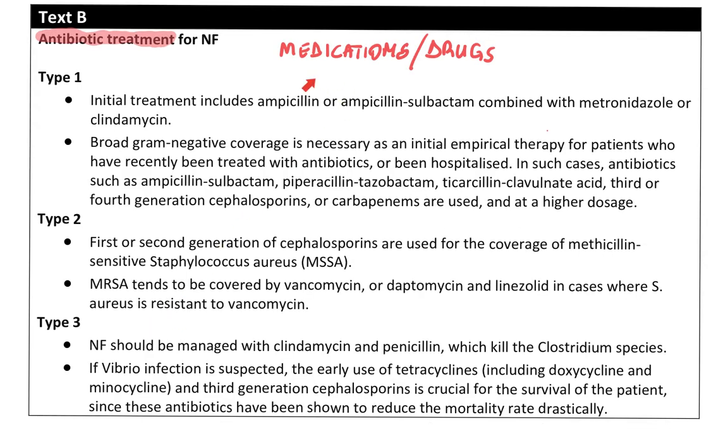So guys, we are in the medications text because of two drugs, okay, and we are looking for Clostridium species. You scan quickly, and this is where we find Clostridium species. Now let's start. NF should be managed with clindamycin and penicillin, which kill the Clostridium species. So how many drugs were mentioned? 2, clindamycin and penicillin.